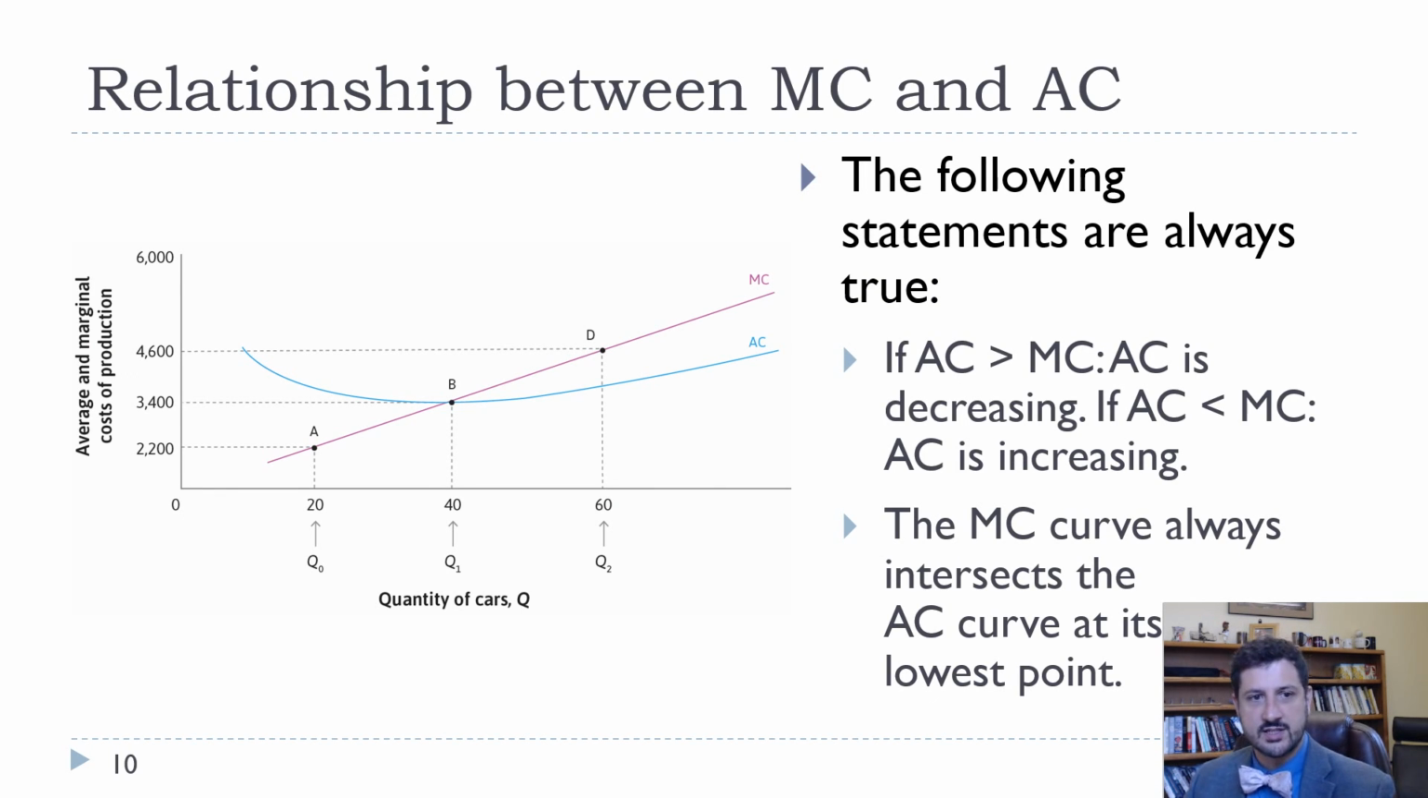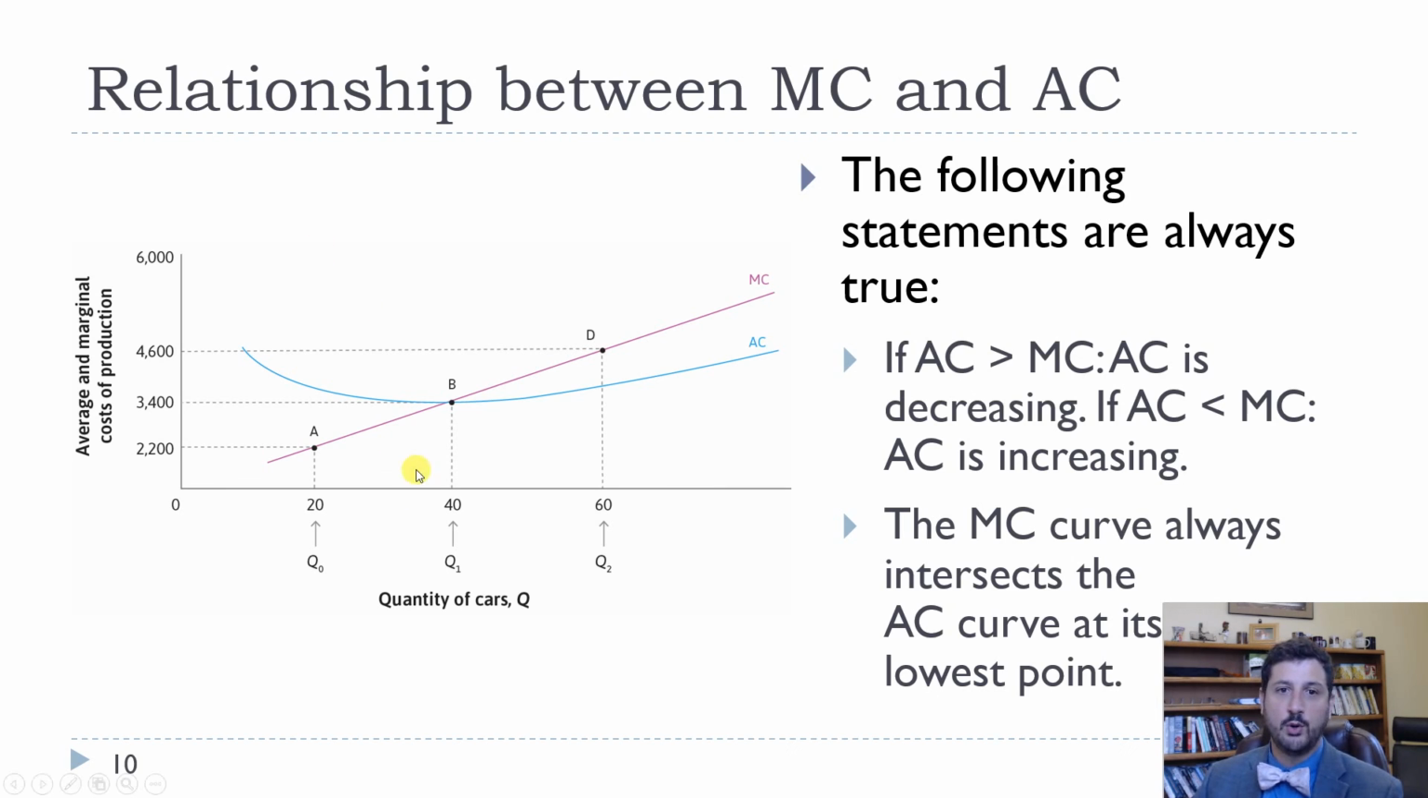And one of the things that is always true is that as long as marginal cost is below average cost, so our marginal cost curve here in sort of purple, magenta maybe, is below the average cost here in blue, the average cost curve is going to be falling, right? So if the average cost is larger than the marginal cost, the average cost is decreasing. And that makes sense, right? Because if our average cost is 100, but it only costs us 40 to produce the next unit, then that's going to pull down the average cost, right?